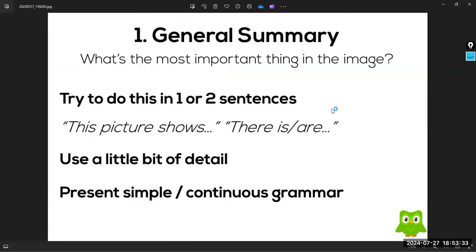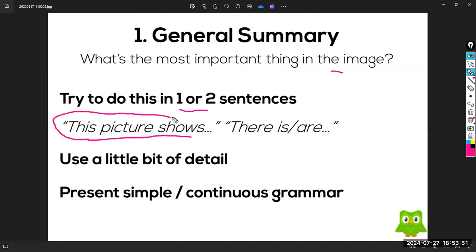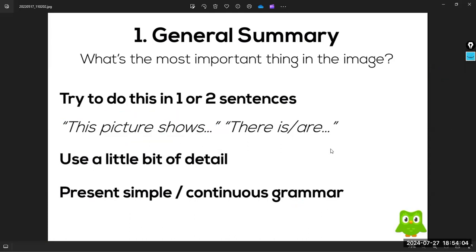Okay. Now, general summary means what's the most important thing in the image? This is the question that you have to ask. Try to do this in one or two sentences. So "this picture shows" is the introductory element, as in writing about the photo. Use a little bit of detail. Present simple, as I told you, or present continuous tenses you have to adopt. Don't use the simple past or the simple future.